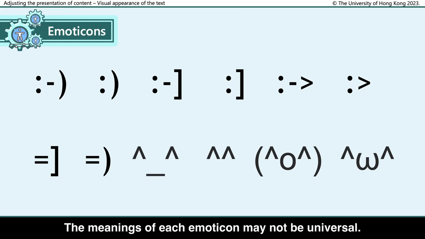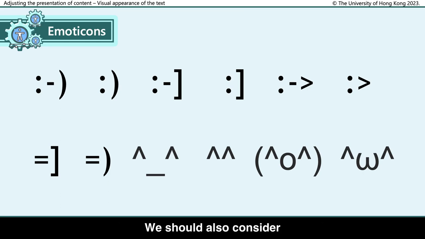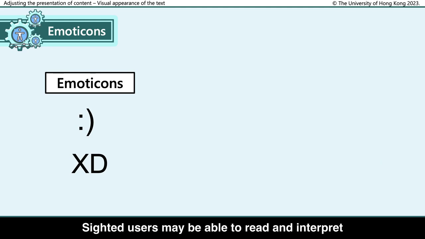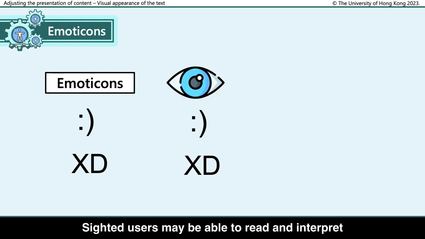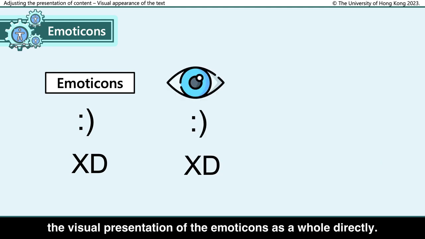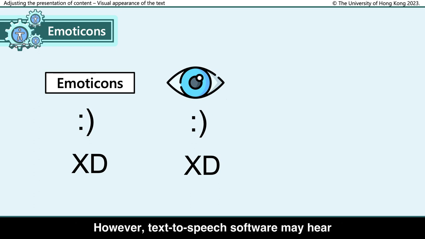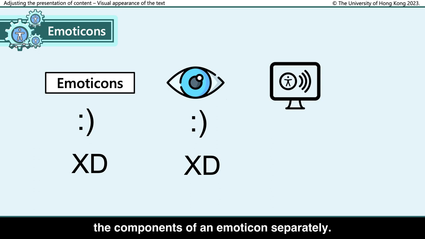The meanings of each emoticon may not be universal. We should also consider any potential cultural differences in the usage and meanings of those symbols, alphabets, and characters. Sighted users may be able to read and interpret the visual presentation of the emoticons as a whole directly. However, text-to-speech software may hear the components of an emoticon separately. It would be confusing to the users and affect their understanding of the content.